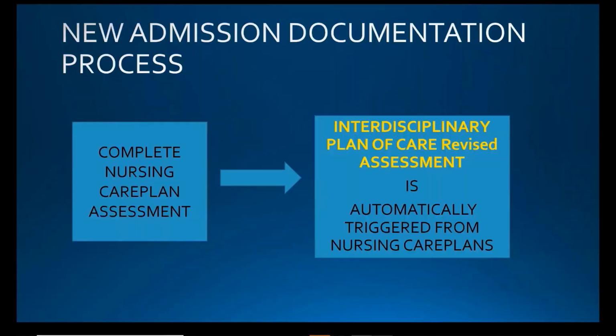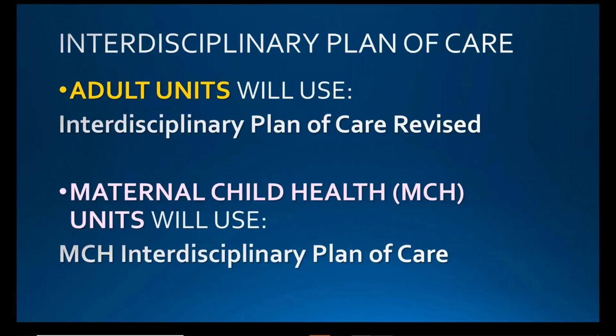After you complete the nursing care plan assessment, the interdisciplinary plan of care revised assessment is going to be automatically triggered from your nursing care plans assessment. There will be a change on what interdisciplinary plan of care assessment you're going to use. Adult units will use interdisciplinary plan of care revised, and the maternal child health units will use MCH interdisciplinary plan of care.